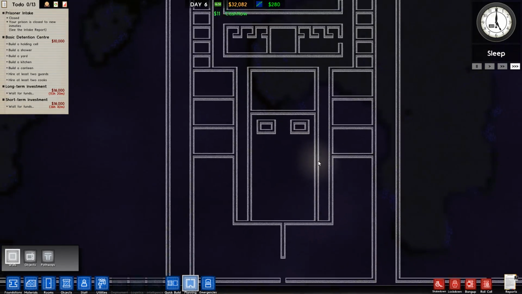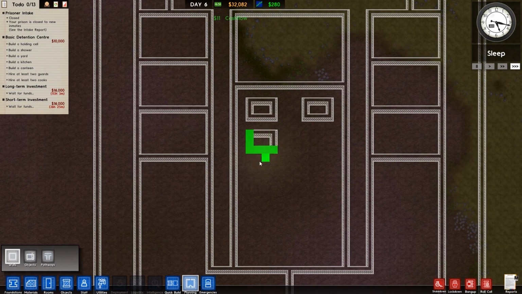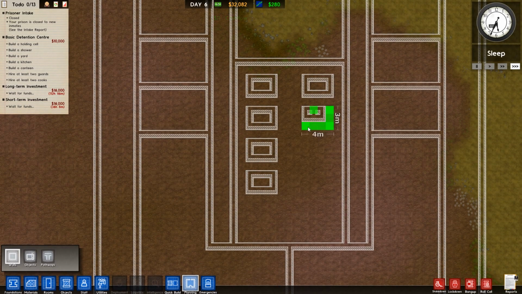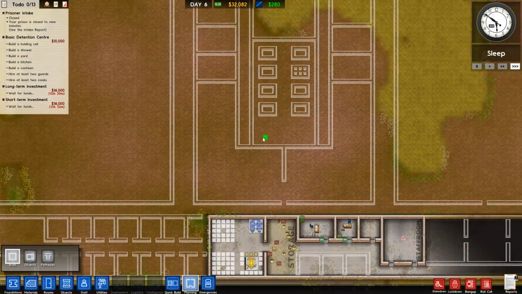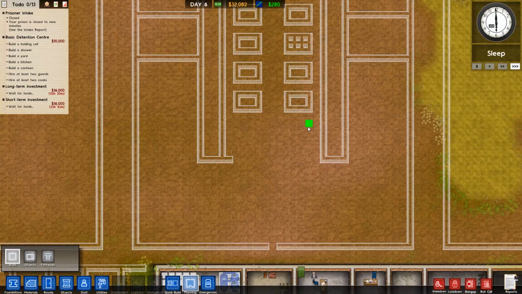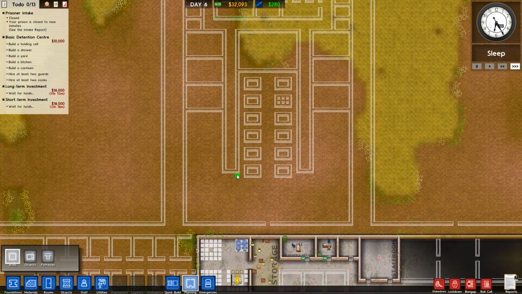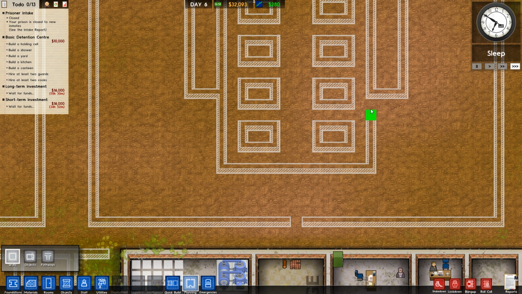3x4, 3x4. Ooh, it's actually a bit small when you look at the amount of prisoners that we have. Could just make it really long, though. I mean, there's no reason why we can't make it really long. Okay. Maybe really long canteen coming right to the back. Like that. Yeah. Perhaps, perhaps.